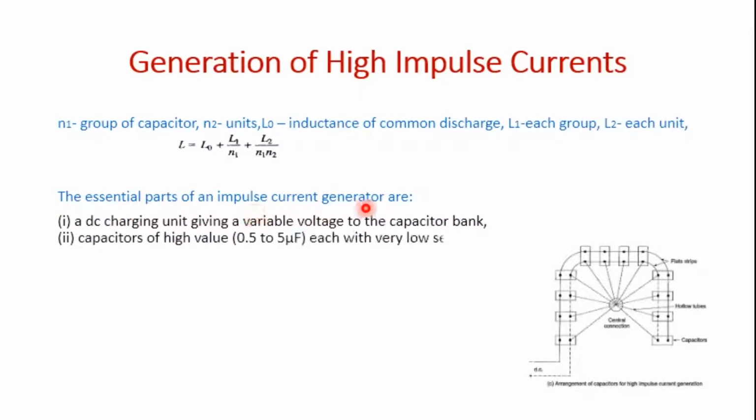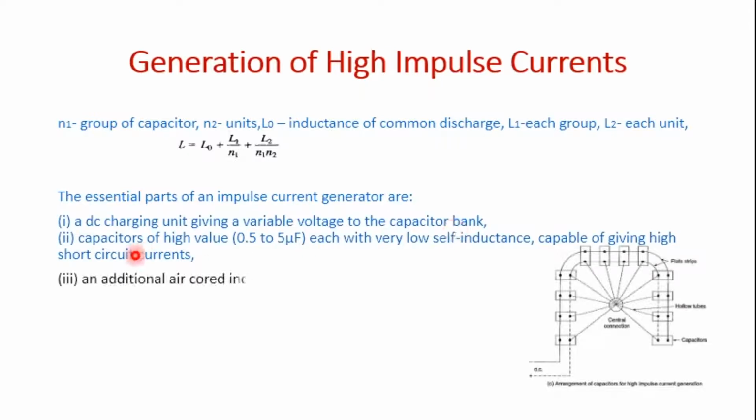The parts required for the impulse generator are, first, a DC charging unit giving a variable voltage to the capacitor bank, which is the input required for charging the capacitors. Then the capacitors, generally of 0.5 to 5 microfarad each with a low inductance value, should be capable of giving a high short circuit current.